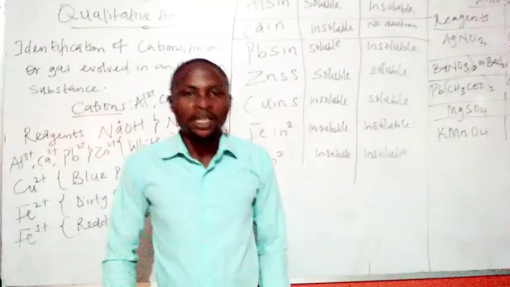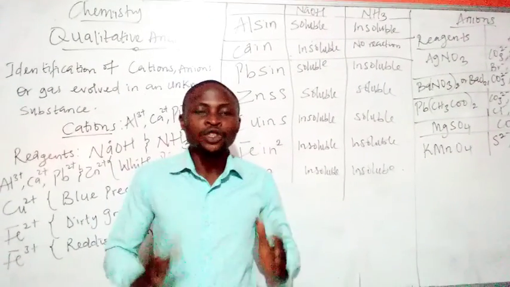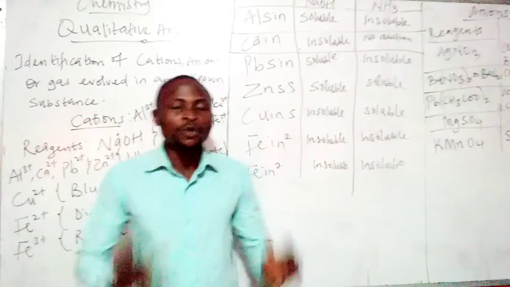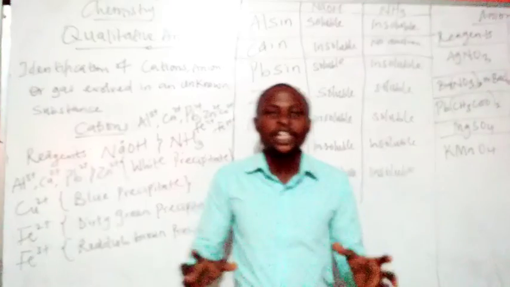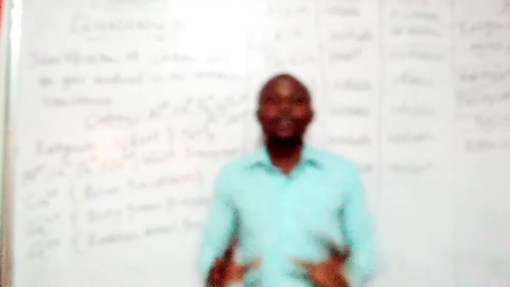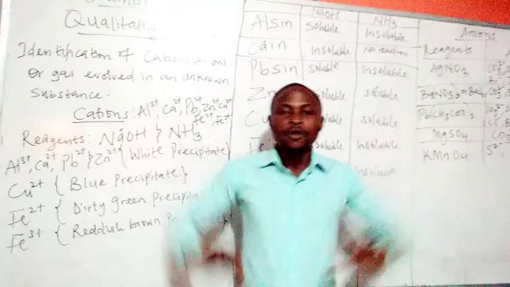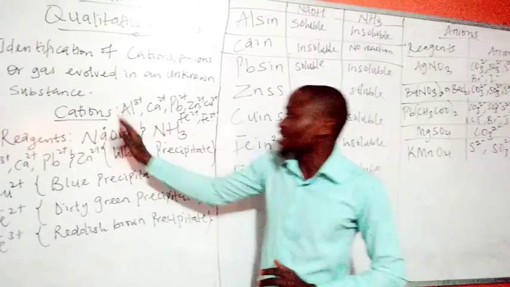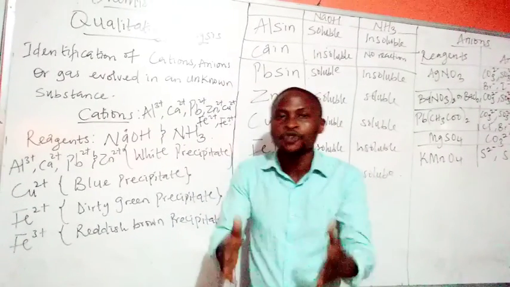Today we are going to be looking at qualitative analysis and quantitative analysis within the shortest possible time. We want to look at qualitative analysis first. Qualitative analysis is simply the identification of cations, anions, and the evolution of any gases that is present in the unknown substances. And I don't want to waste your time on this, because I believe before now you have several materials with you. Now, against our examination, we have a series of cations that we may be testing for their presence in an unknown substance.